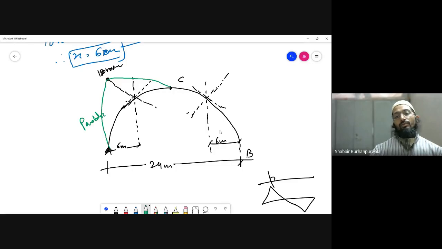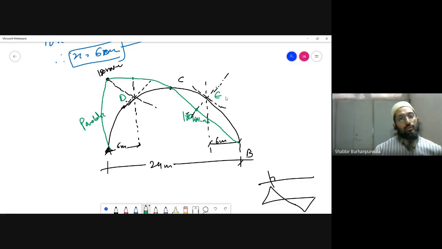From this point onwards, there is no particular UDL or something which is active. Okay, that means from point C से लेके B तक का जो वेरिएशन रहेगा बेंडिंग मोमेंट का, वो बेंडिंग मोमेंट का वेरिएशन जो है वो स्ट्रेट लाइन रहेगा. So there is going to be a straight line acting from here. So this point which is coming over here will have a bending moment of 180 kilonewton meter. Okay, so this is your point B and this is your point E.